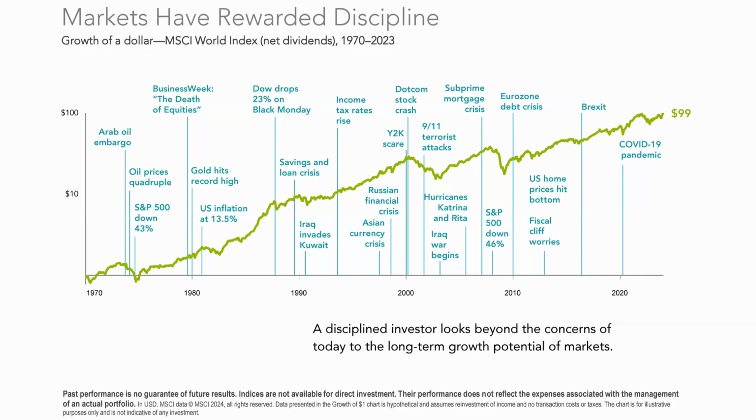There was the Arab oil embargo. There were oil prices quadrupling. The S&P was down 43% in '73-'74. Headlines: the death of equities. Gold hitting record highs. Inflation. We don't hear about those things today, right? They don't talk about inflation being high and gold at record highs. Yeah, we don't. That's weird.